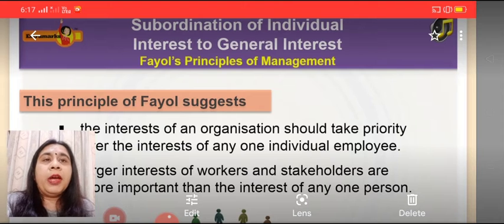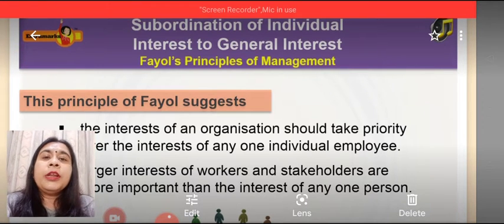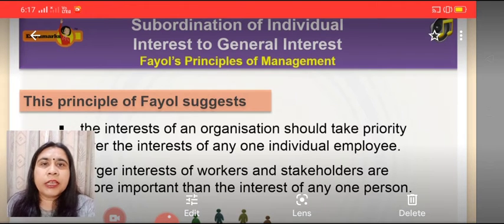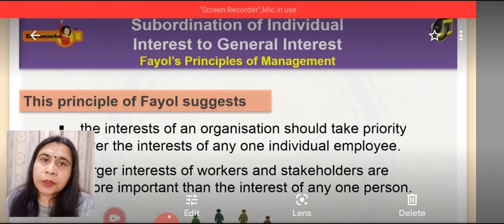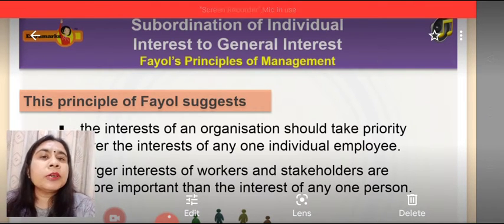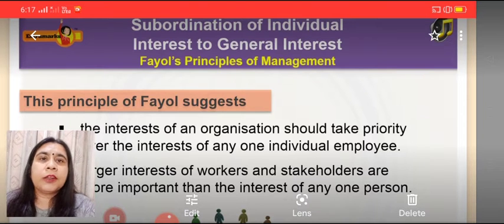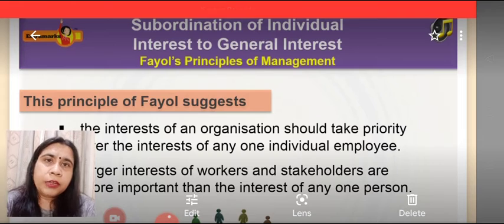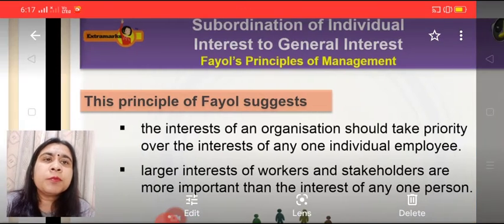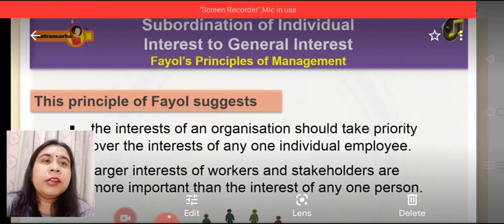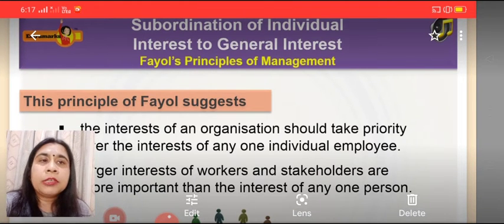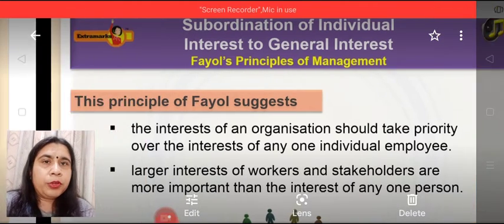The next principle of management is subordination of individual interest to general interest. Subordination means sacrifice. So what is to be sacrificed? Own individual personal interests are to be sacrificed in comparison to the general interest of the entire organization. As per this principle, Fayol suggests that the interest of an organization should take priority over the interest of one individual employee.